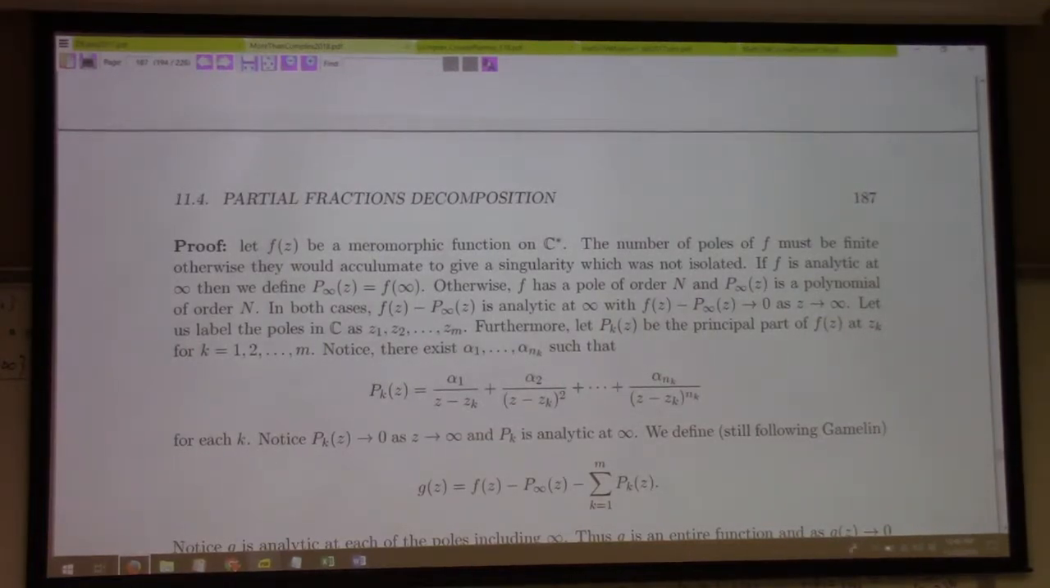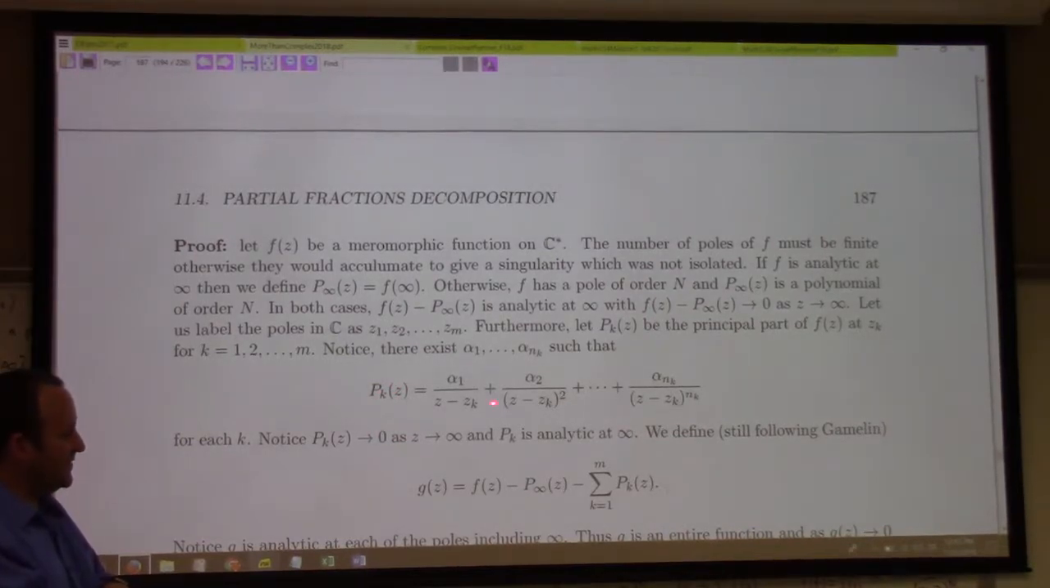Then, what else do we know? We can label the poles in the complex plane of the meromorphic function z1 through zm, right? And we could let pk of z be the principal part of f at each one of these poles. That means that for each pk, there exist constants alpha 1 through alpha n minus k such that this is the principal part, right? So each principal part can be written as a finite sum of these reciprocal powers. That's the principal part of the Laurent expansion about any singularity. And by the way, as z goes to infinity, these pieces will go to 0, right?